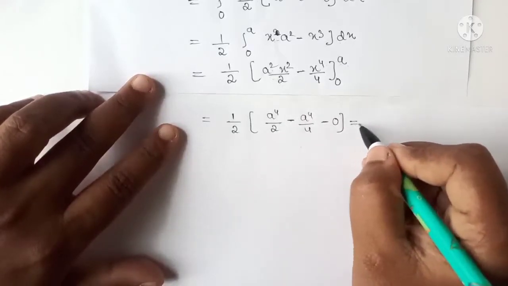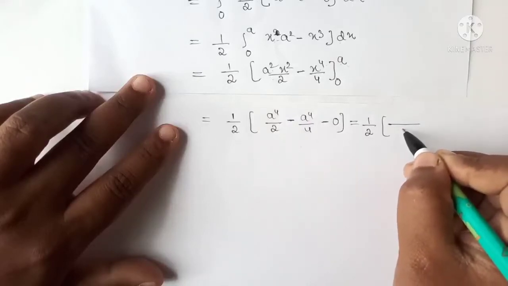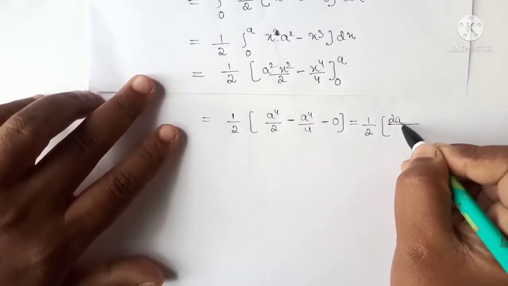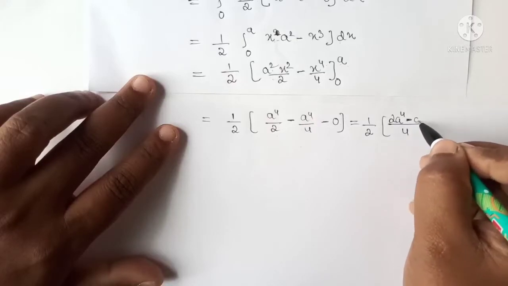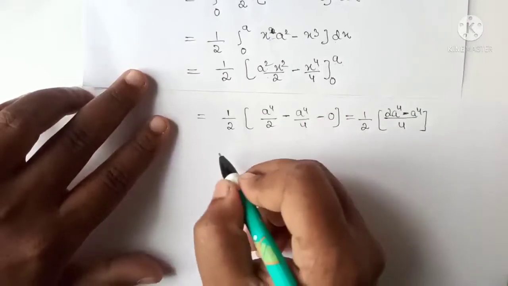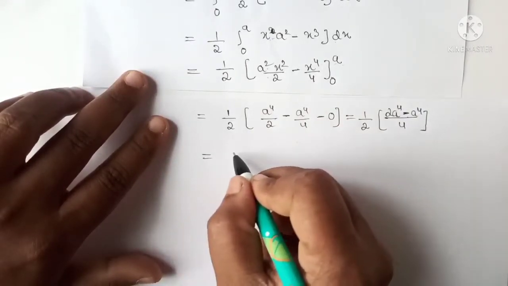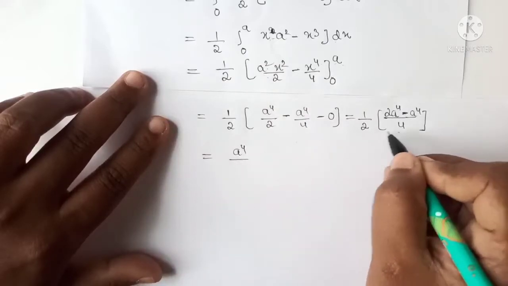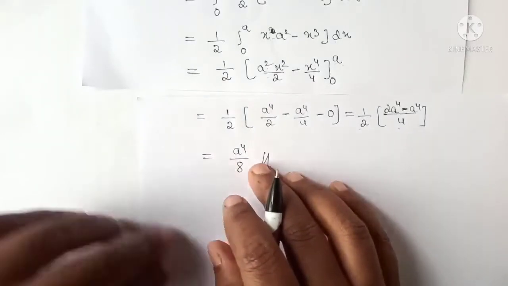Here we can take 4 as the LCM, we get 2a power 4 minus a power 4 divided by 4 as it is. So we get 2a power 4 minus a power 4 is a power 4, divided by 4 into 2, which is equal to 8. So this is the required answer.